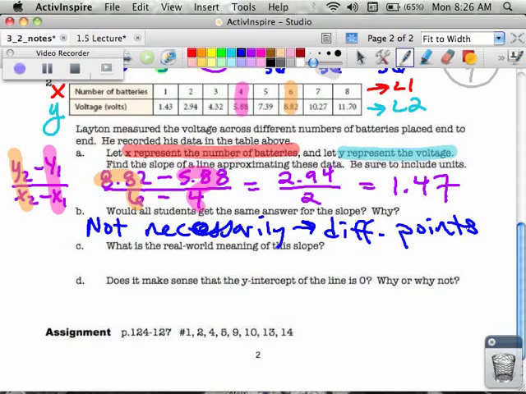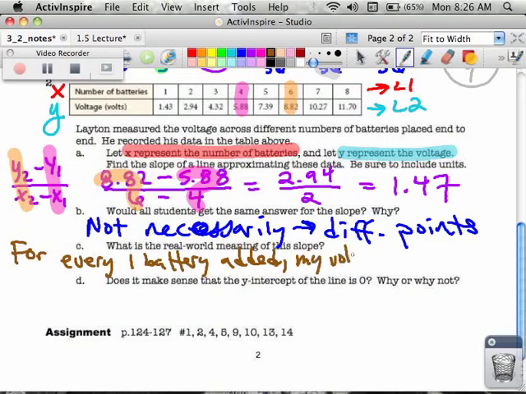The real world meaning of what the slope is saying is that for every 1 battery added, my volts increase 1.47. So every time I add another battery, my voltage goes up by 1.47. That's what it's saying.